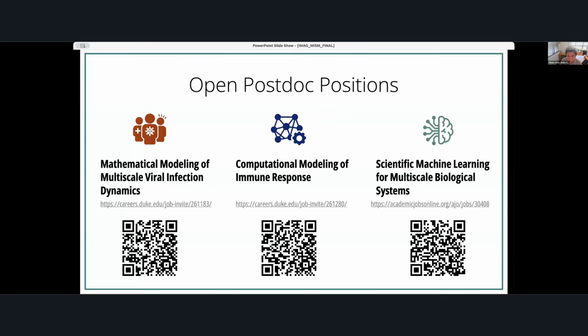And then lastly, we have 3 open postdoc positions. So anyone who's interested in any of these topics, is mostly mathematical modeling or mathematical modeling adjacent. We have 3 postdoc positions open. The selection committee will be meeting towards the end of this month. So do get your applications in early, and you can scan the QR codes if you're interested. And I think we'll probably be sharing the slides anyway, so you can look at them later after that.